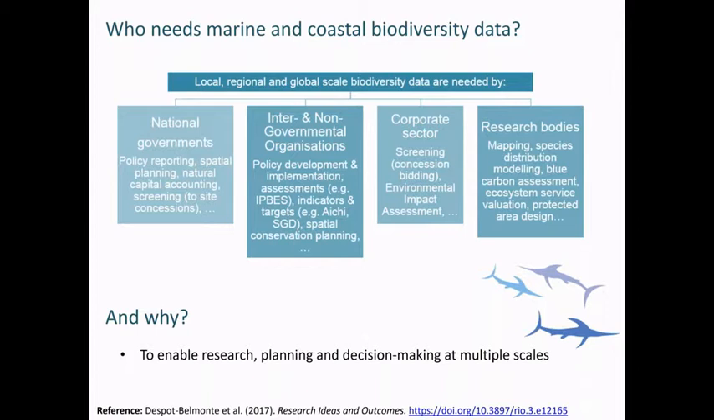And finally, research bodies. Data can inform decision makers about the spatial and temporal distribution of marine biodiversity features, such as seamounts and knolls. They can also provide information on the state of marine ecosystems, for example, through ecosystem health indicators or stock assessments. Data, or lack thereof, also help in recognizing regional data gaps, as well as priority areas for biodiversity conservation.